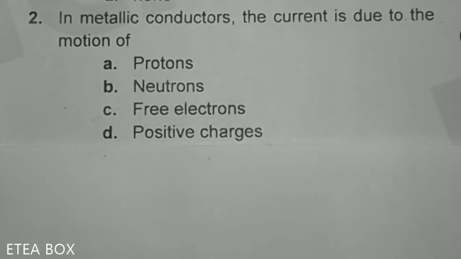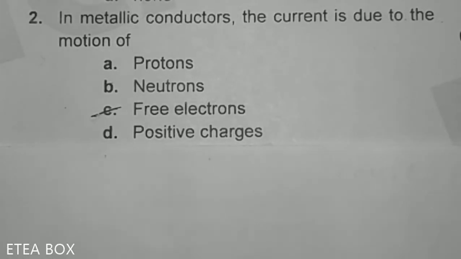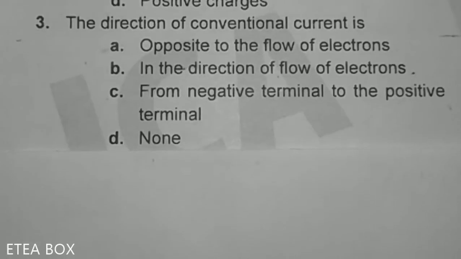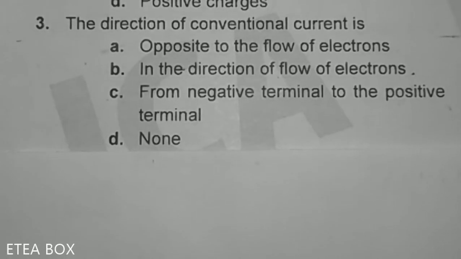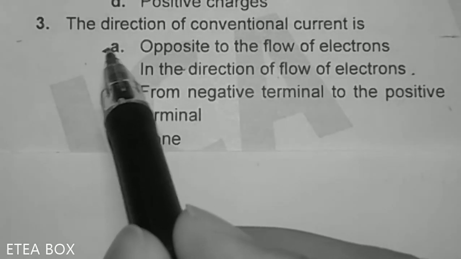In metallic conductors, the current is due to the motion of option C, free electrons. We know that in metals free electrons are present and that free electrons conduct the electricity in metal. So option C is correct here. The direction of conventional current is option A, opposite to the flow of electrons. So here option A is correct.